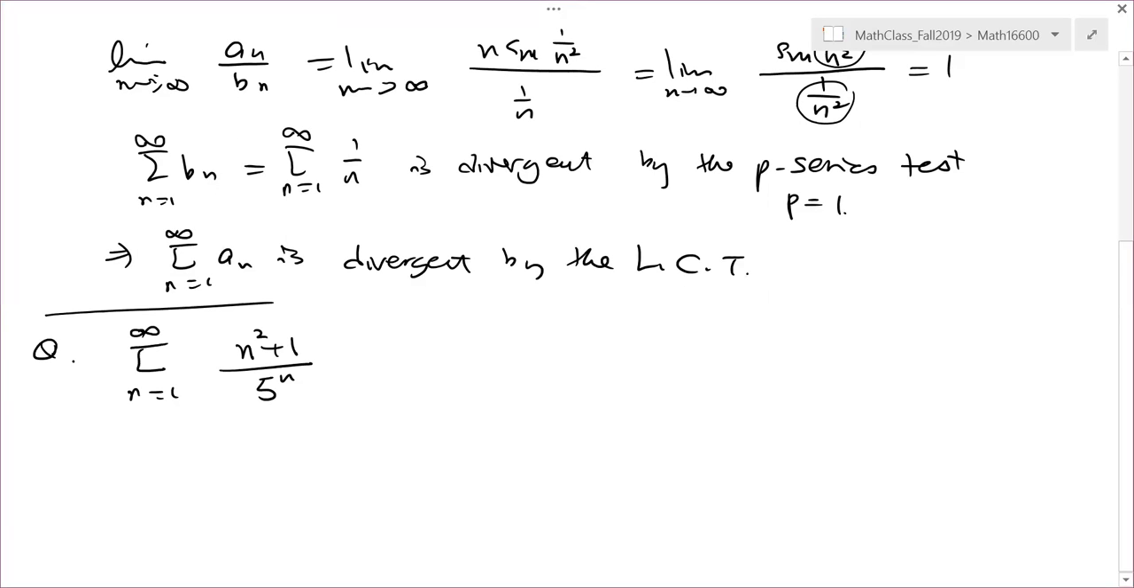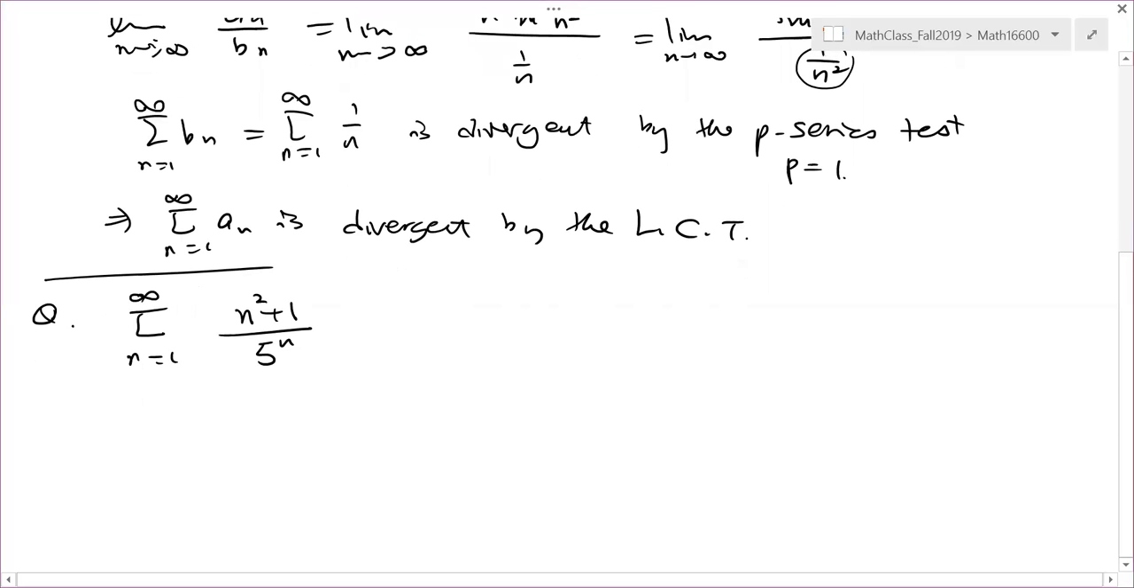First of all, n squared compared to 5 to the n can be ignored. Think about that. They are not the same; they grow at a different rate. So clearly this is going to be convergent, but I have to show that, right? You have to show that.